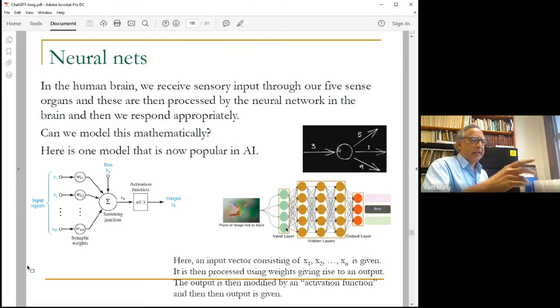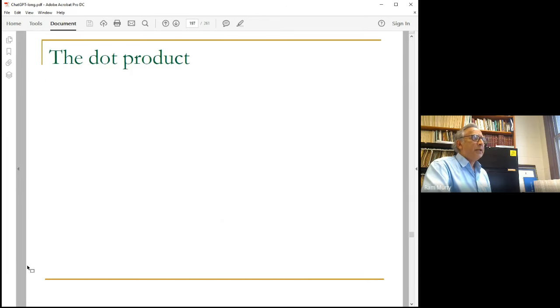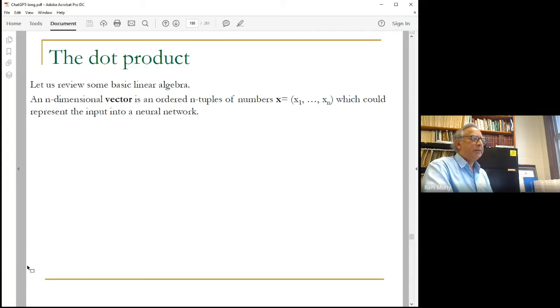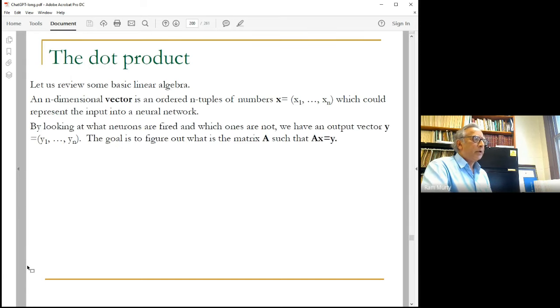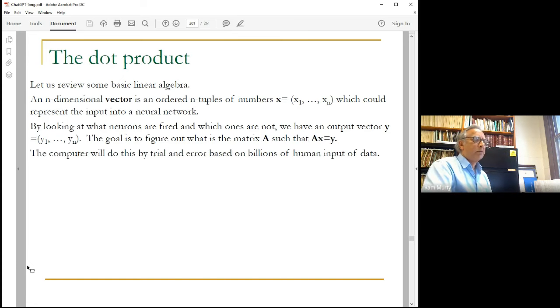So all these hidden layers are really a black box. All these hidden layers are determined recurrently. I'll talk about this so-called back propagation in a second. So the dot product. Here's some basic linear algebra. If you have a vector input, x1 to xn, representing the input in a neural network, you want to get an output vector y1 to yn. The goal is to figure out what is that matrix A such that A sends x to y. This is basically the problem it's trying to solve.